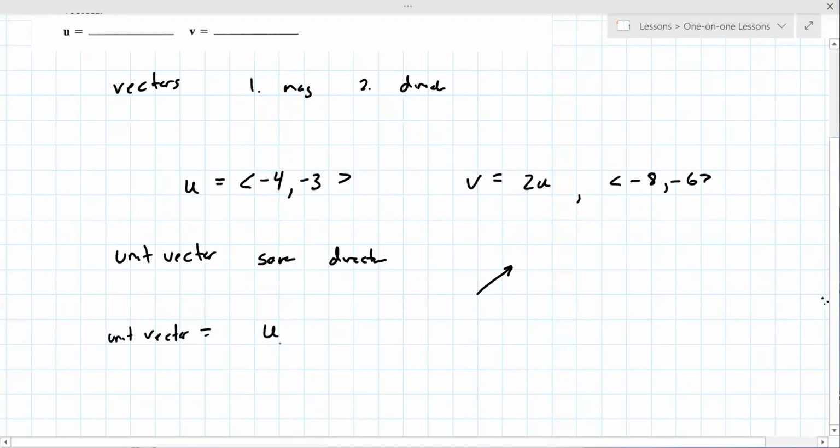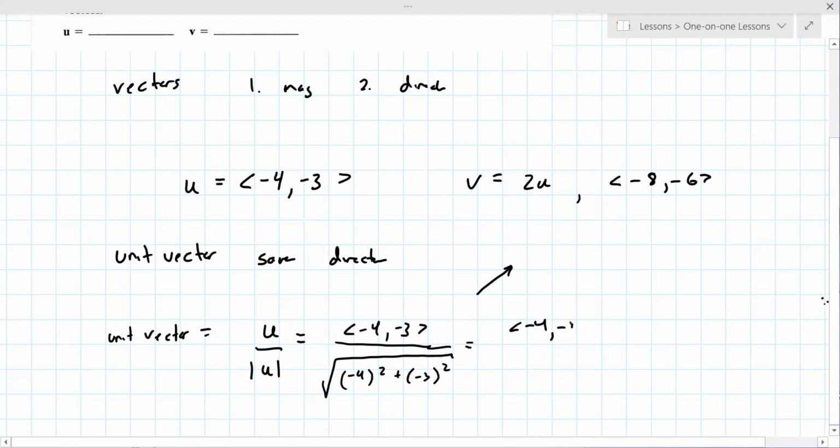It's the vector itself over the magnitude of the vector. So what do I mean by magnitude of the vector? Well, it's basically like finding the hypotenuse of a triangle. It's -4 squared plus -3 squared, square rooted. So that's -4 comma -3 over, and that ends up being 5. So oftentimes it's simplified to -4/5, -3/5, like that.